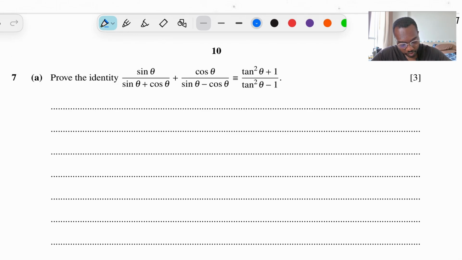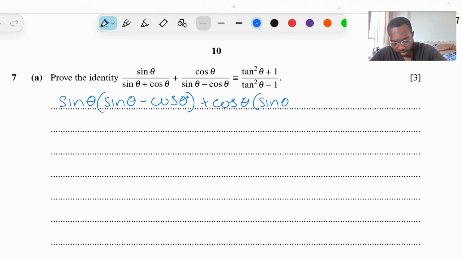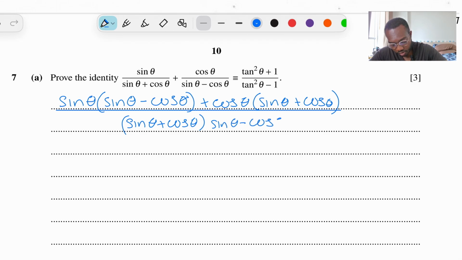So if I do that, we get sine theta, so that would be sine theta minus cos theta. Okay, and then we get plus cos theta times sine theta plus cos theta. And that would be all over a single fraction now of sine theta plus cos theta times sine theta minus cos theta.